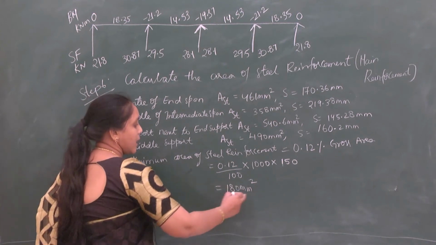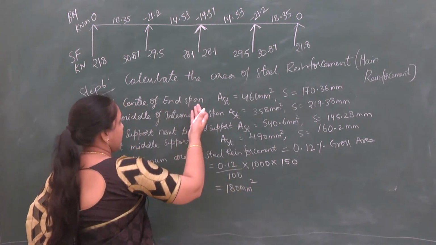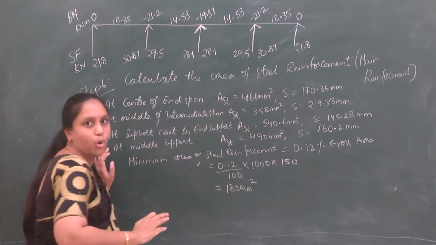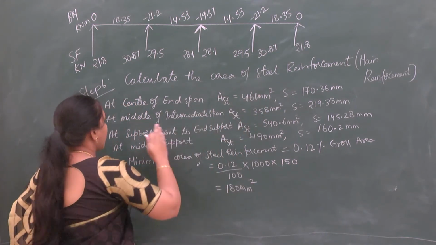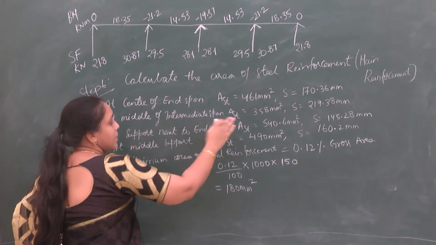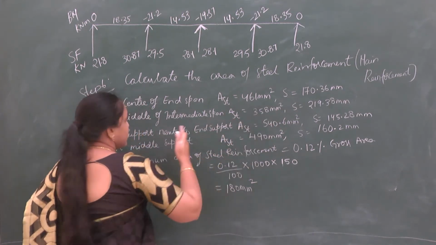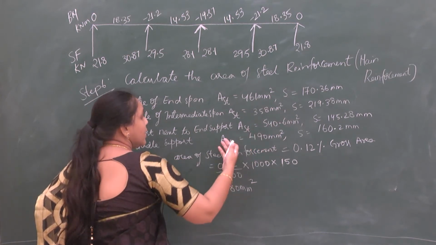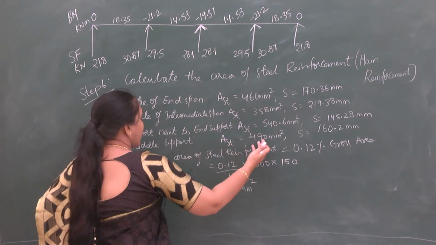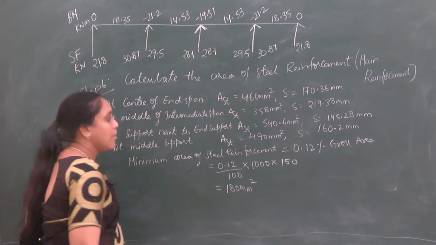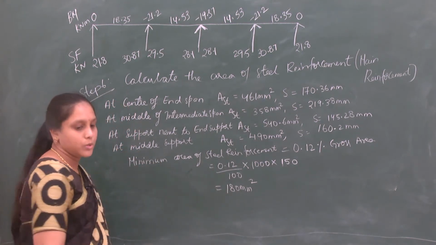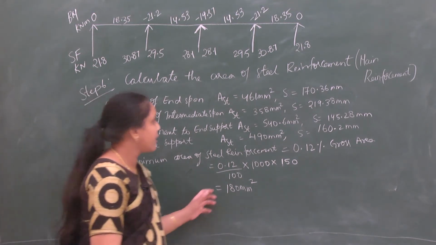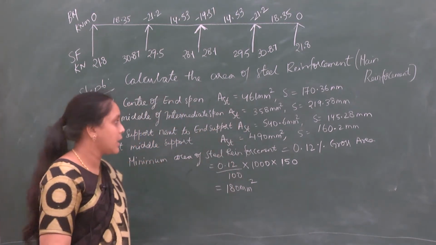So minimum is 180. At the center of the end span it is 461 mm square, so it is more, hence it is okay. At the middle of the intermediate span also it is more. At the support next to the end support also the area of steel is more than the minimum. And at the middle support also the area of steel is more than the minimum area of steel reinforcement. So hence it is okay. So now we have checked for the minimum area of steel reinforcement.